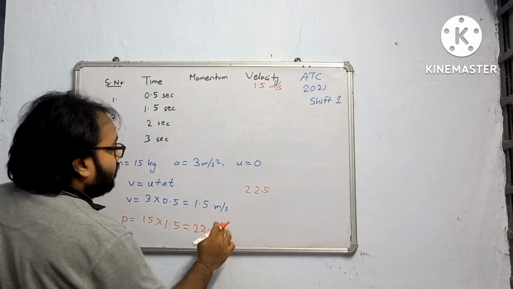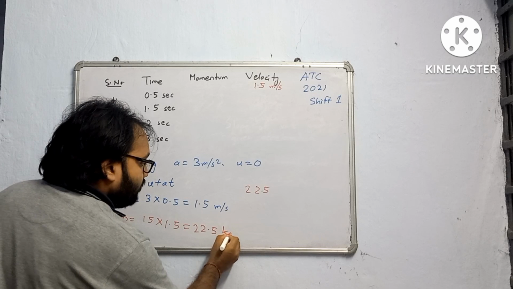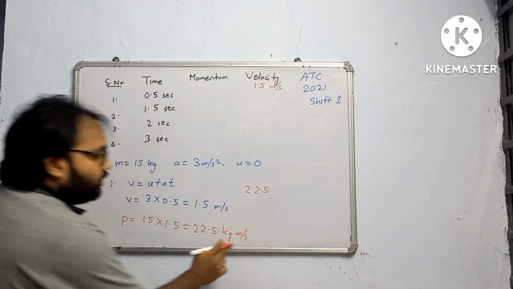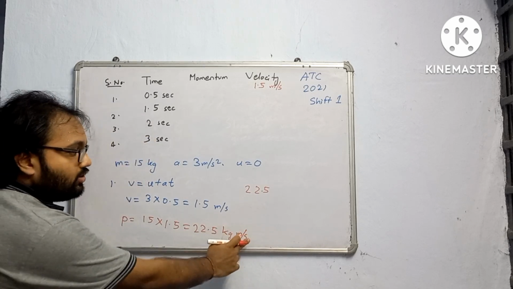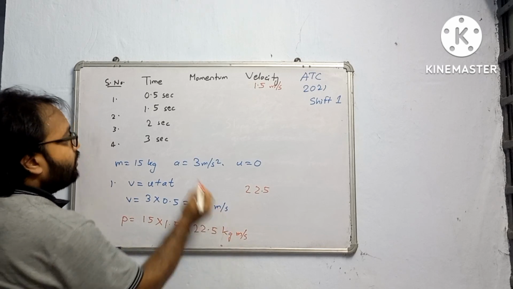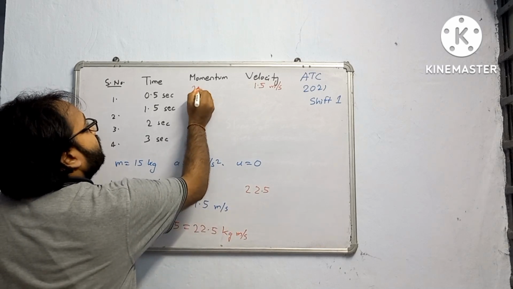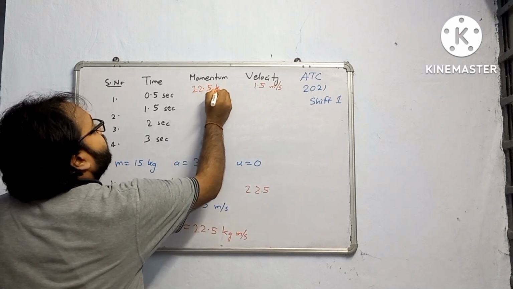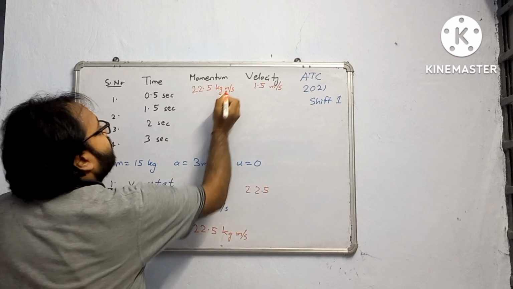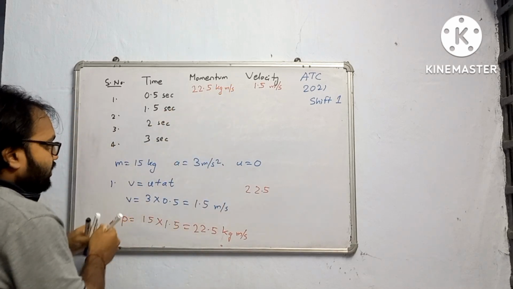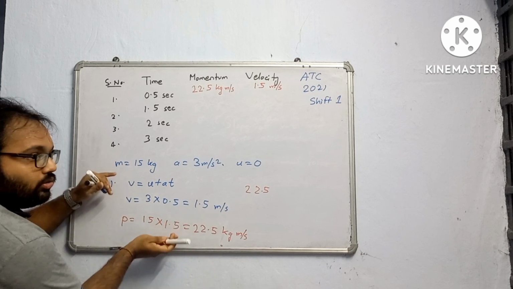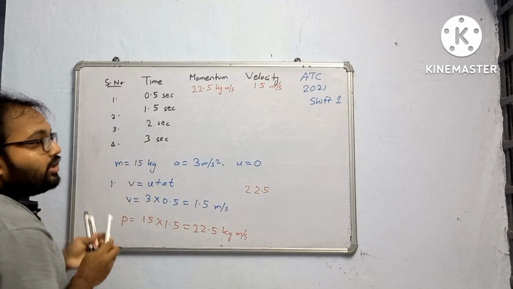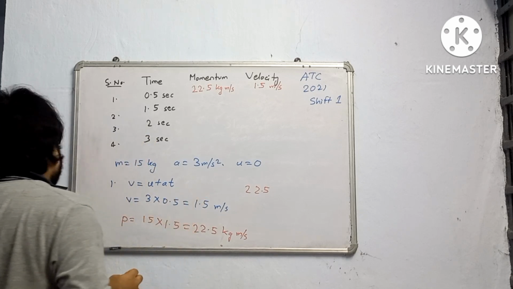22.5 momentum. What is the unit of momentum? Kg meter per second. Why? Mass into velocity, P is equal to mv. So it will be 22.5 kg meter per second. Now I am erasing this first part, and here we will solve for the second one, that is 1.5 second. Let me erase this.